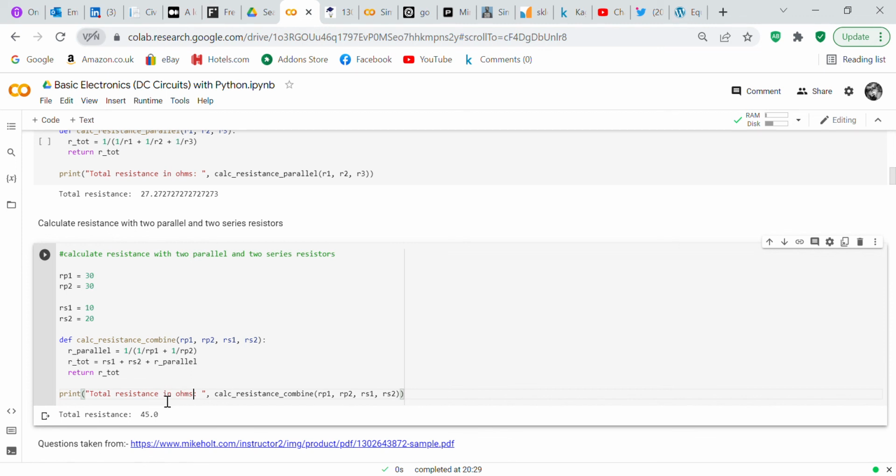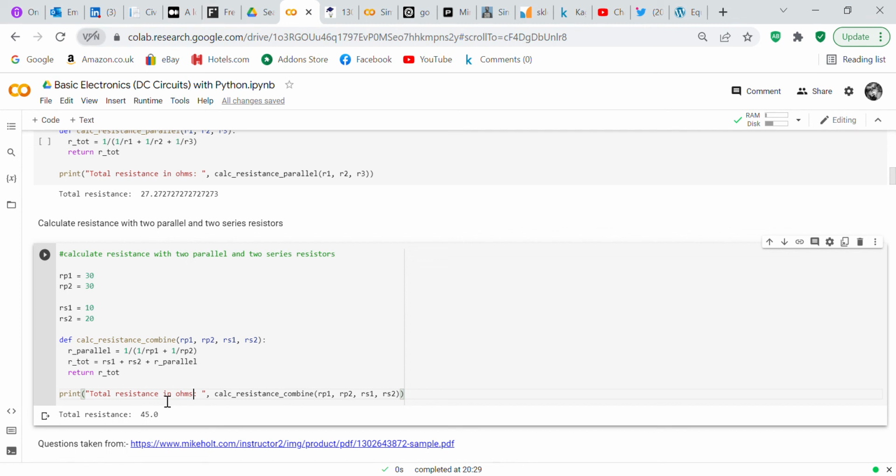So now we're going to take a circuit that has 2 parallel and 2 series resistors. When you have a complex circuit of parallel and series resistors, you have to take the parallel resistors and convert those to series. RP1 and RP2 are the 2 parallel resistors of 30 ohms each. The total resistance of RP1 and RP2 is going to be less than the lowest resistance of 30, so I'm just going to take a wild guess and say it's going to be 15.